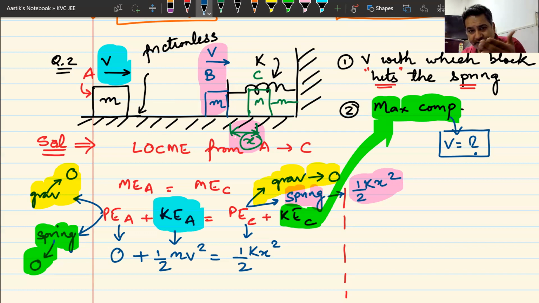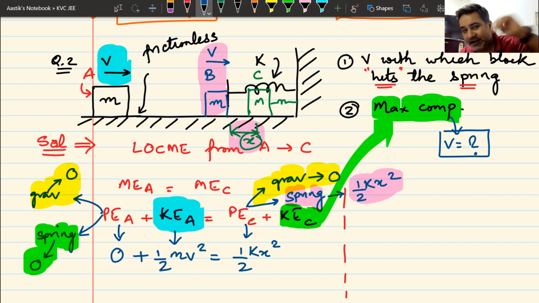How will the spring be compressed? First of all, the block will hit the spring. Then the block will start to compress the spring. The velocity of the block will start to fall. It will keep on decreasing and the spring will keep on compressing.